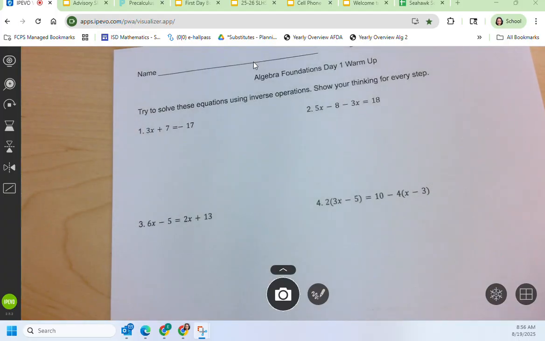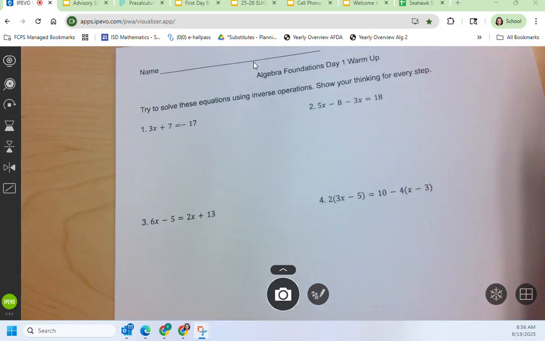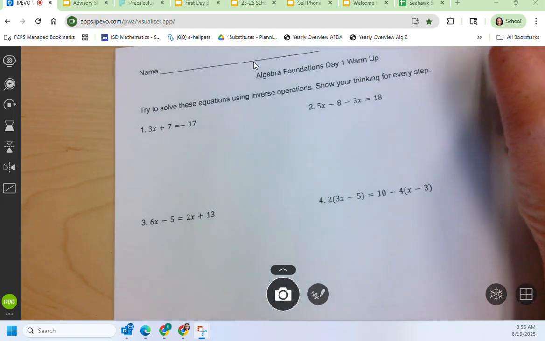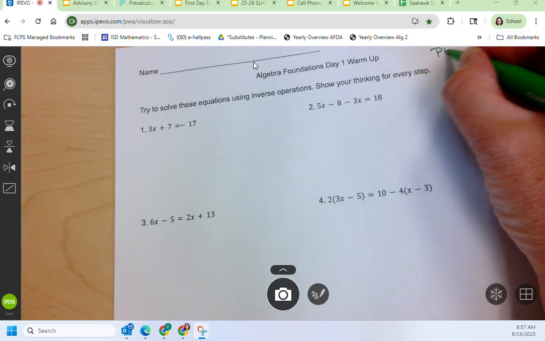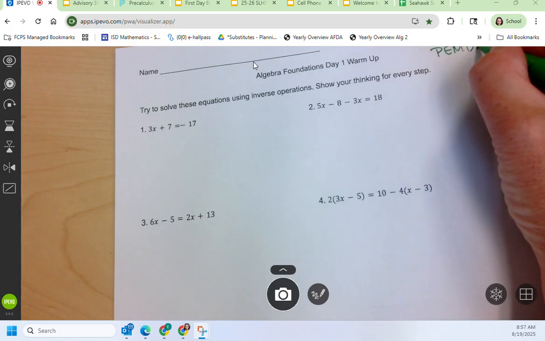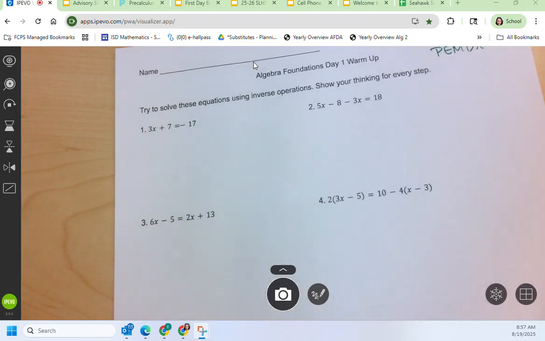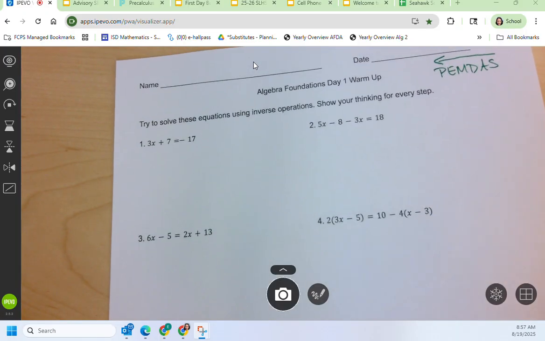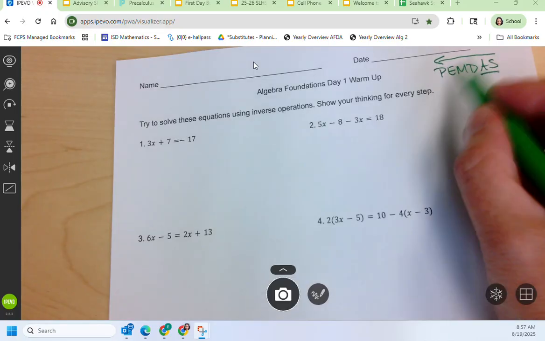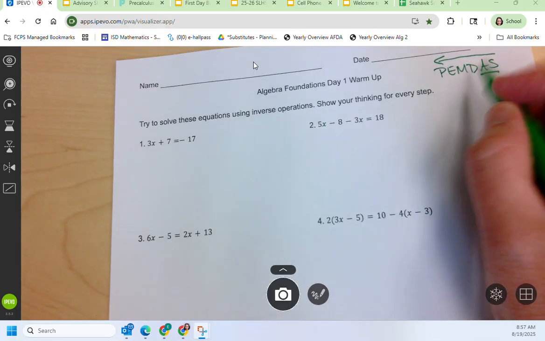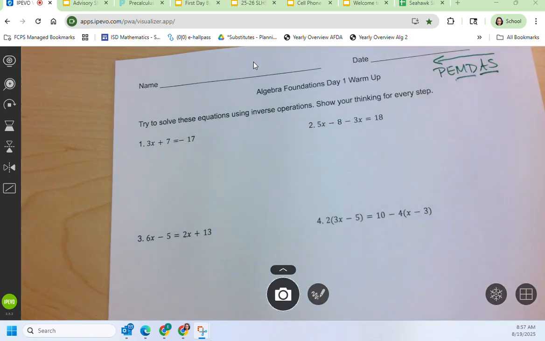So to undo addition, you would use subtraction. The order that you work in is backwards PEMDAS. So sometimes I write PEMDAS like this to remind myself that it goes backwards. Of course, addition and subtraction have the same priority, so you don't always do subtraction before addition. Multiply and divide have the same priority.